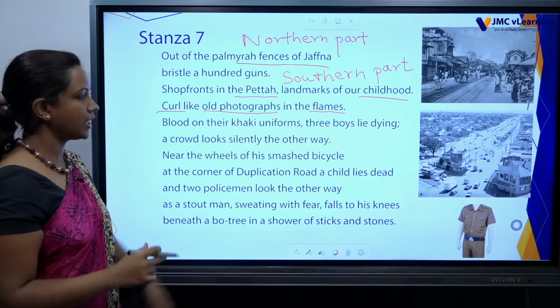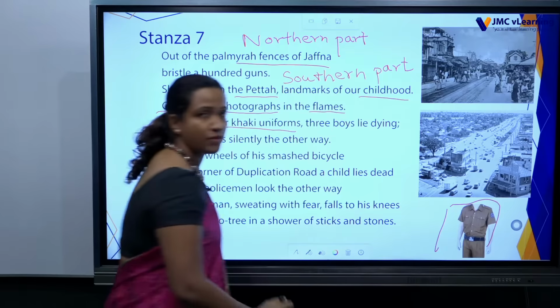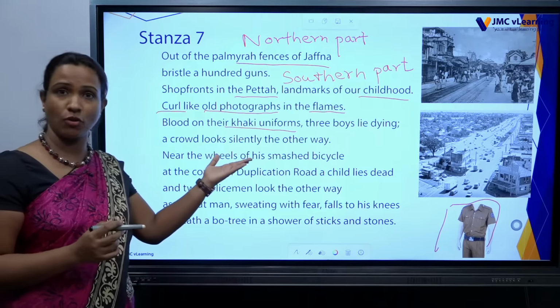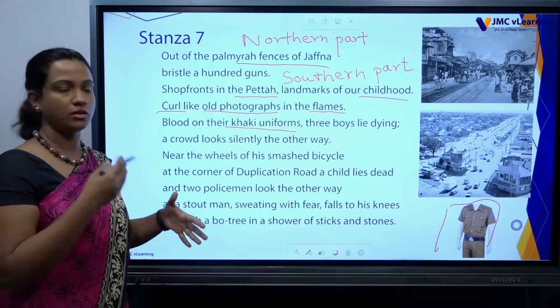Blood on their khaki uniform. Khaki is the uniform that police officers wear. Whoever it is, a policeman, lawyer, rich person or poor person, you get hit by the racial violence, right? Blood on the khaki. He is also being killed, also being hurt. And who else has been hurt because of this racial violence? 3 boys lie dying. They are young boys. The 3 young boys are dying.